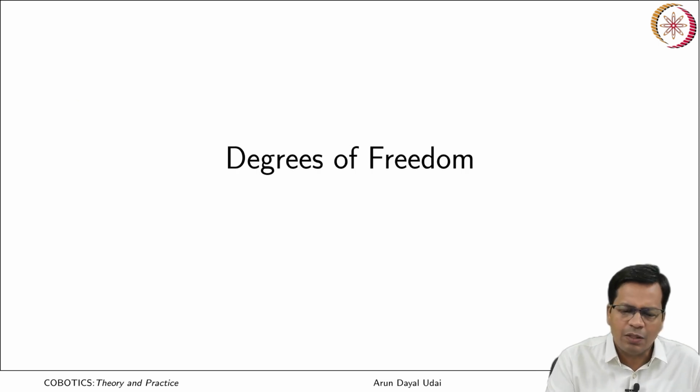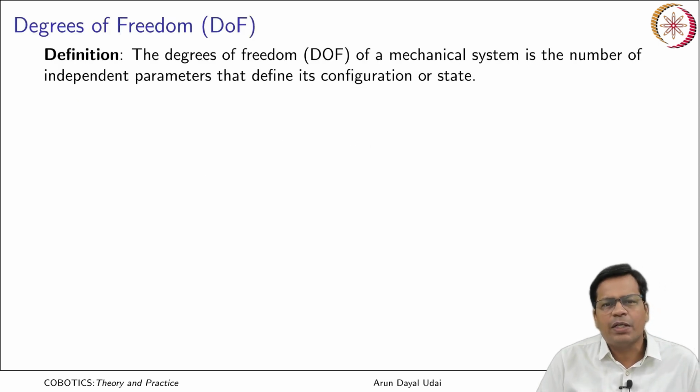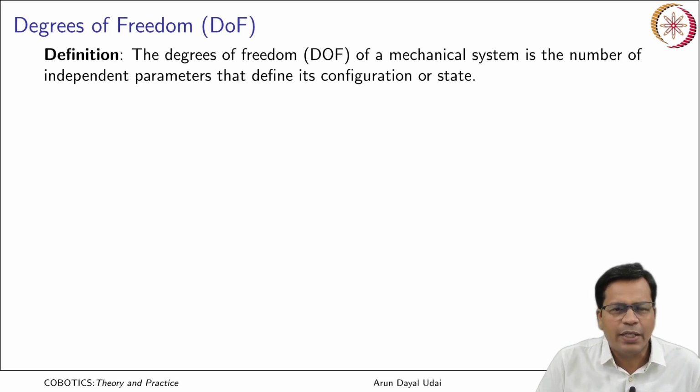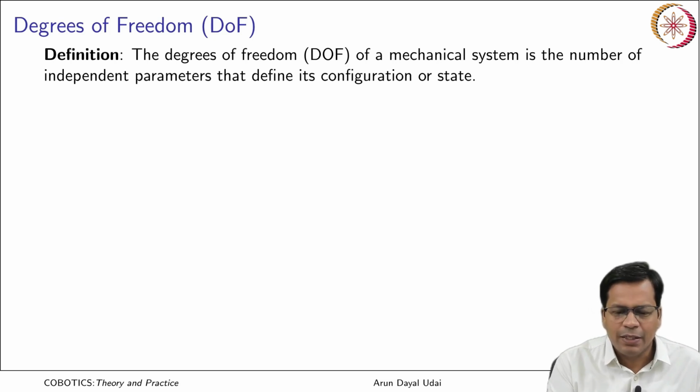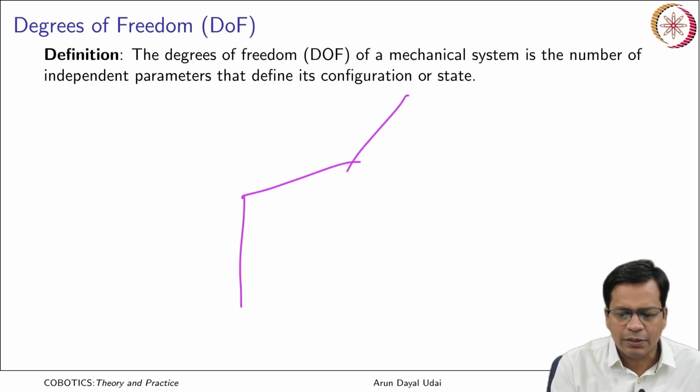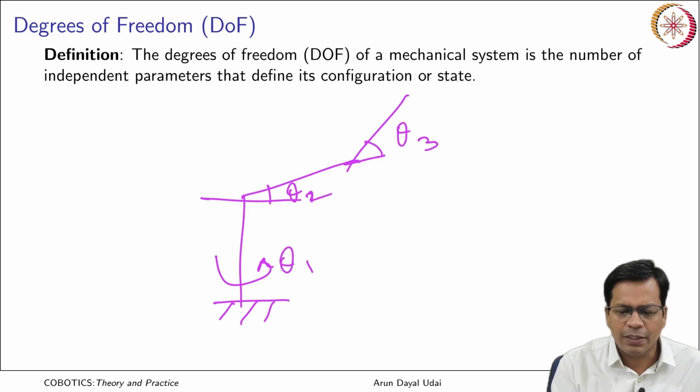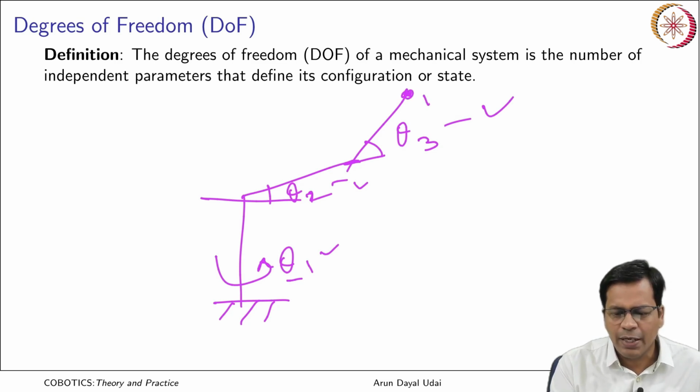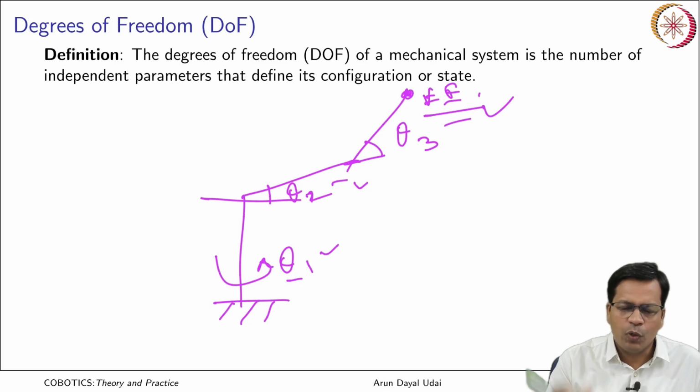So let us begin with degrees of freedom. The degrees of freedom of a mechanical system is the number of independent parameters that define its configuration or state. Let us say if it is a robot, it has multiple degrees of freedom. It has a first revolute joint here, a second one here, and the third one, let us say, is here. So we define each of them, that is theta 1, theta 2 and theta 3, as the revolute joint angles to finally define the end effector coordinates, that is the pose of the robot.